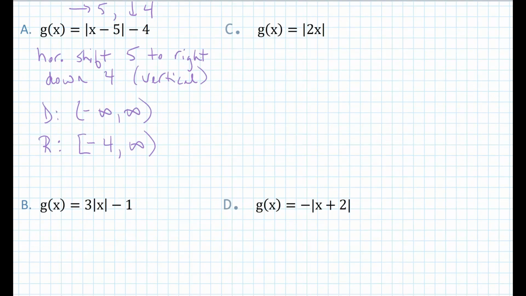I have 3 times the absolute value of x and then negative 1 on the outside. So which do we address first? The multiplication by 3. It's on the outside, so what is that doing? It's 3 times y, so that means it's a stretch by 3. A vertical stretch by a factor of 3. I'm fine with writing vert stretch.